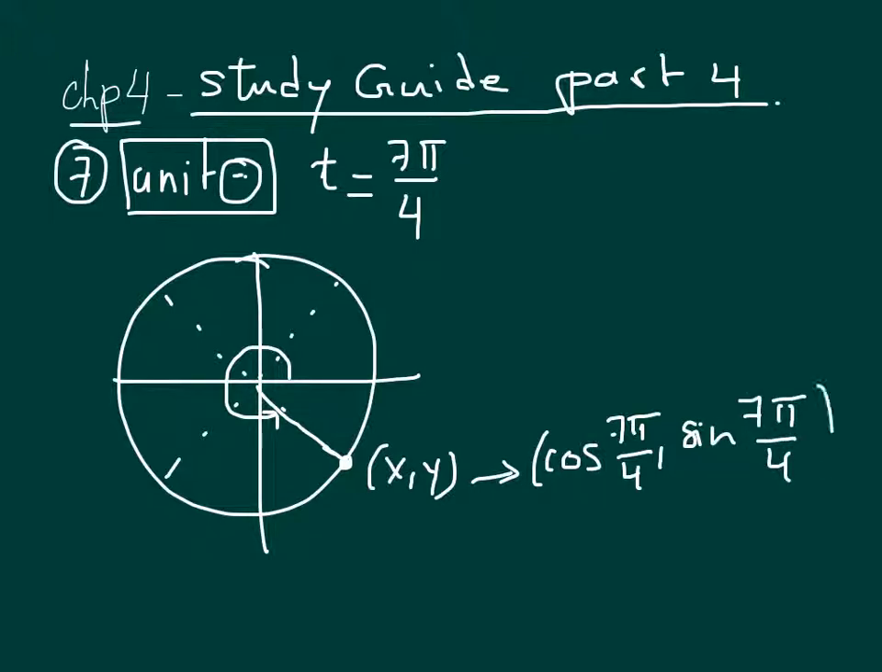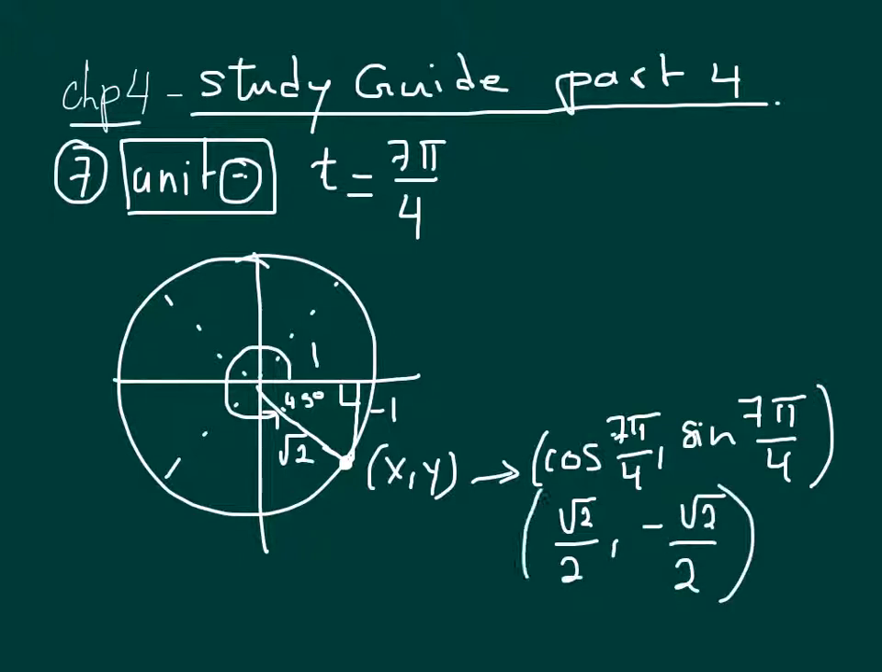So in order to answer the question, I need you to find the reference angle, build the triangle. This is 45 degrees, this is negative 1, 1, rad 2. The cosine will be rad 2 over 2, and the sine will be negative rad 2 over 2. This is the answer to their question. This is what they're looking for.